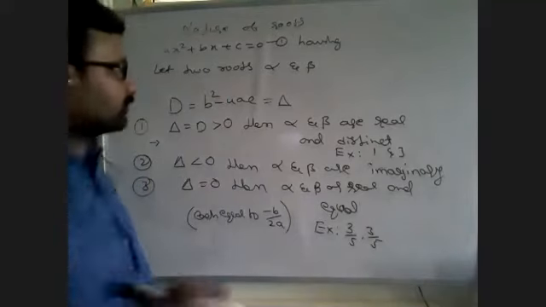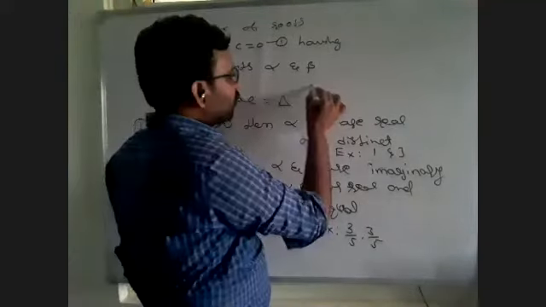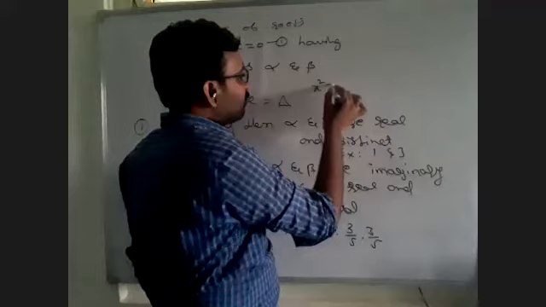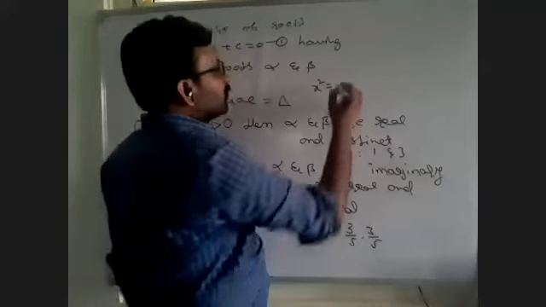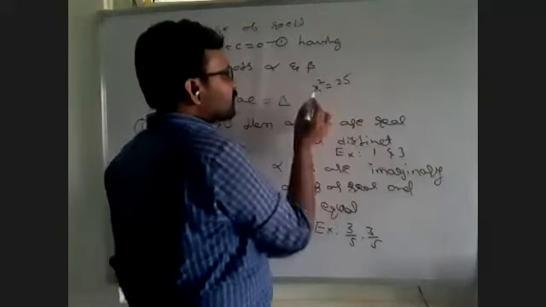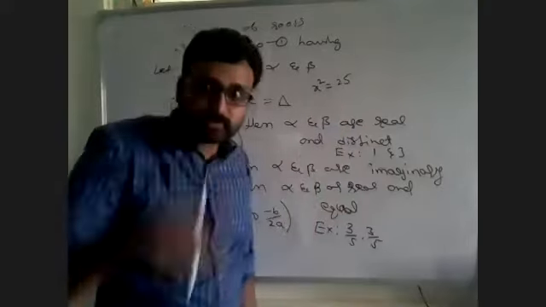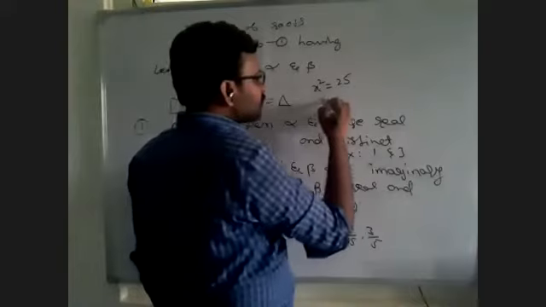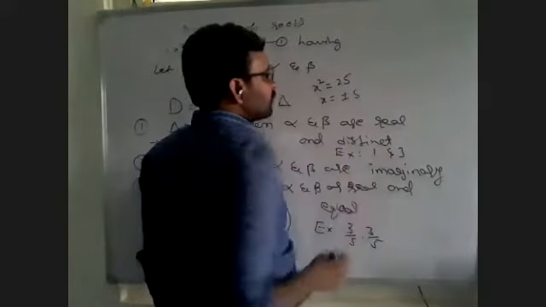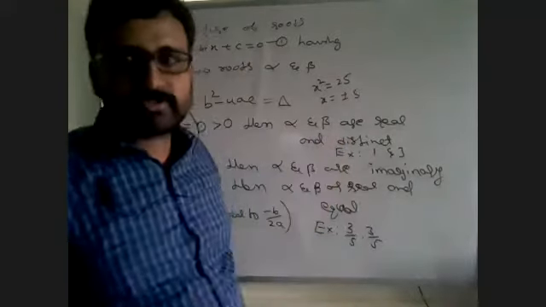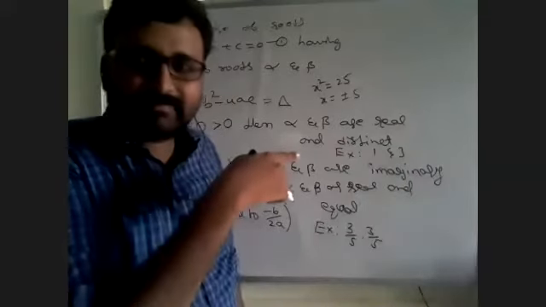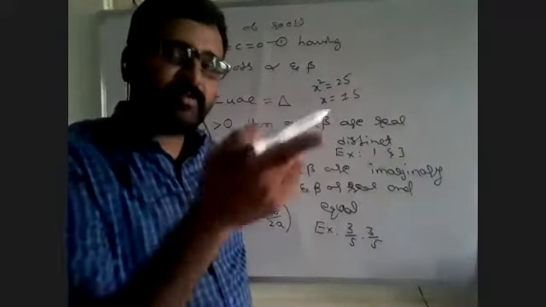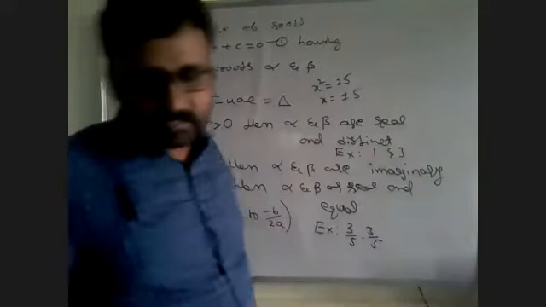Very simple, I will give you an example. Suppose you have x square equal to 25. This is a quadratic equation because you have x power 2. Then what are the two roots? Then x is equal to plus or minus 5. One is negative, one is positive, equal but opposite. Plus 5, minus 5. So like that you will get rational roots.